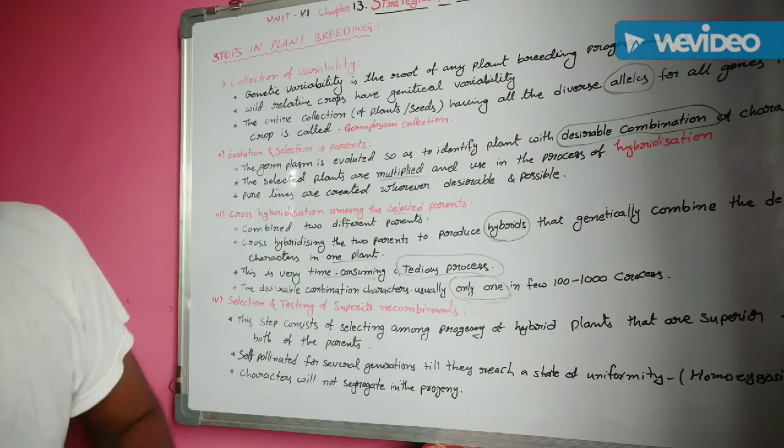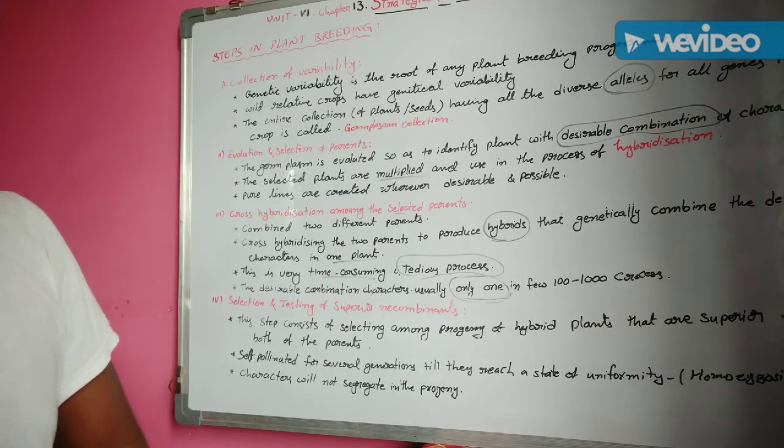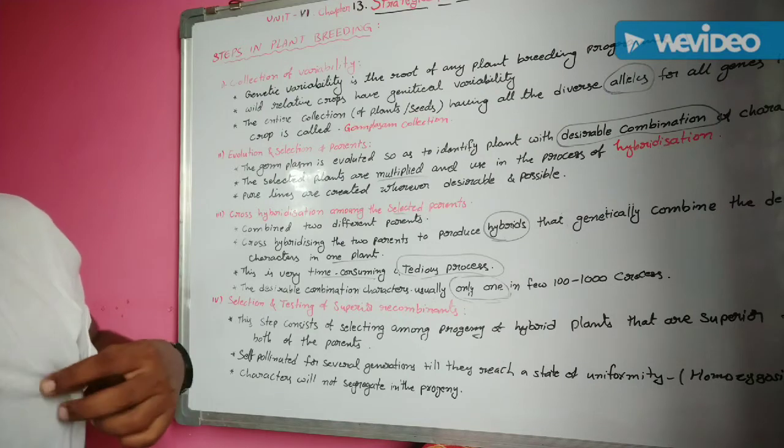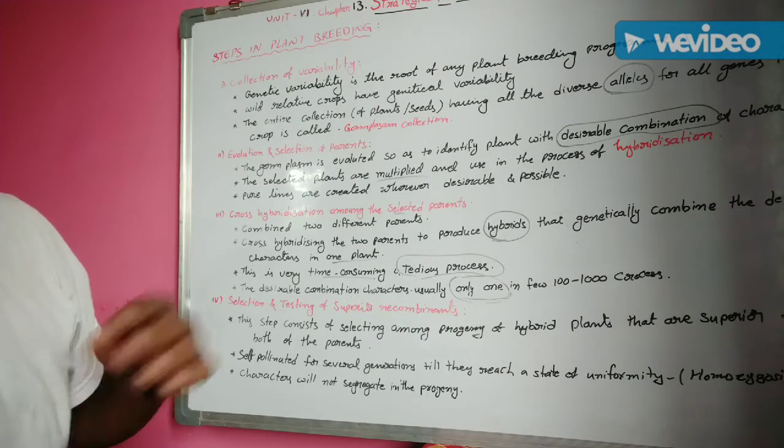This step is the fourth step in the plant breeding program. Okay, this step yields plants that are superior to both the parents.